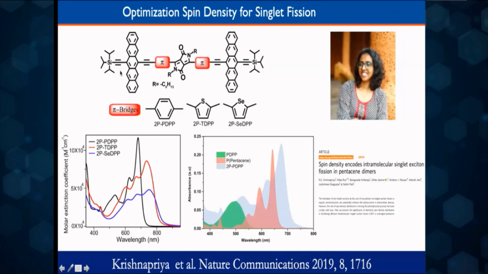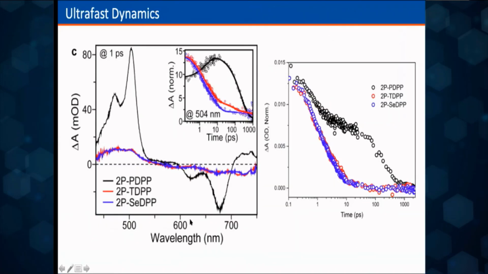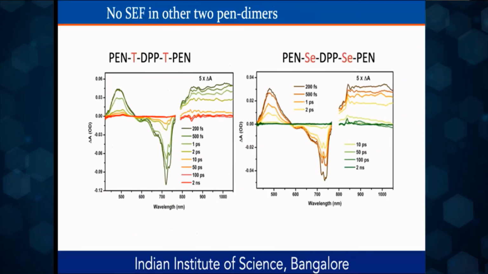By looking at simple absorption spectra, indeed it does. For the phenyl bridge you see a blue shift, and for thiophene and selenophene you see a red shift. I'm not going to go into detail about the ultrafast measurements, but what we clearly see is that the phenyl one undergoes singlet fission, whereas thiophene and selenophene do not. We had this question: how are you going to explain these results? So we looked very carefully at the other two pentacene dimers, and saw no singlet fission.